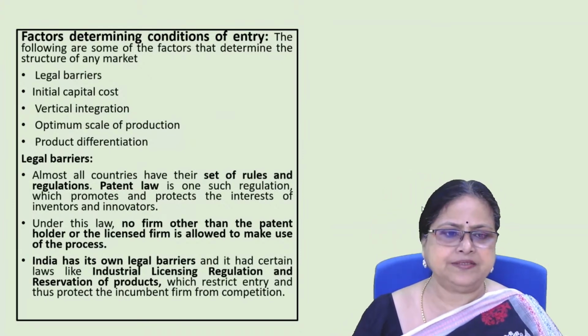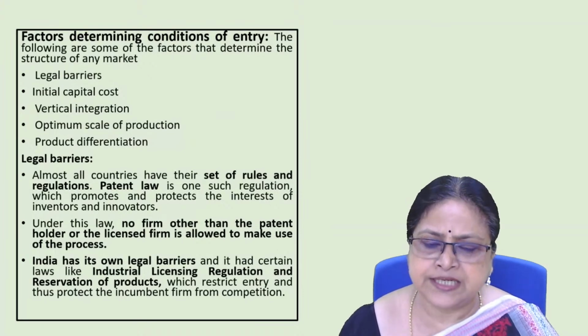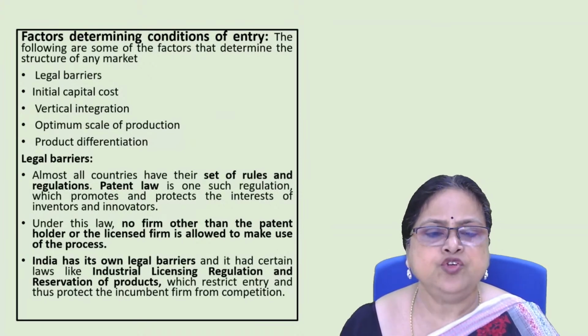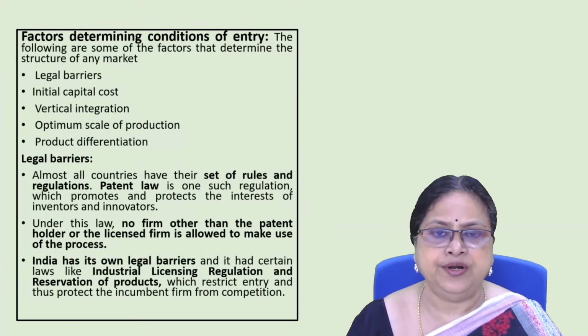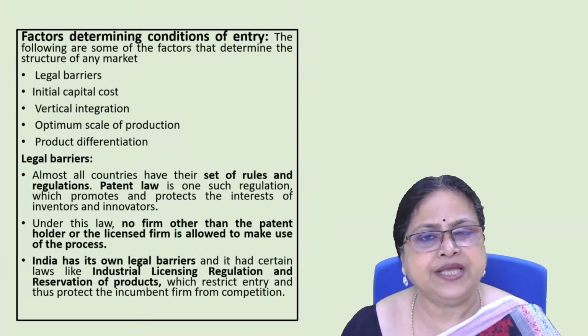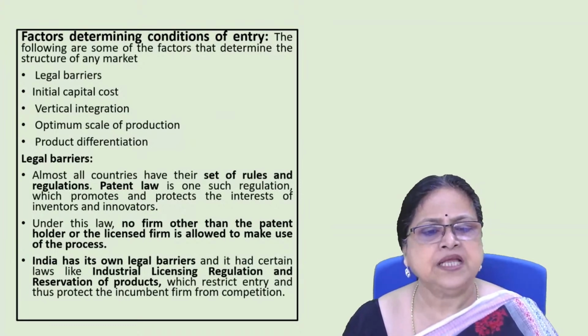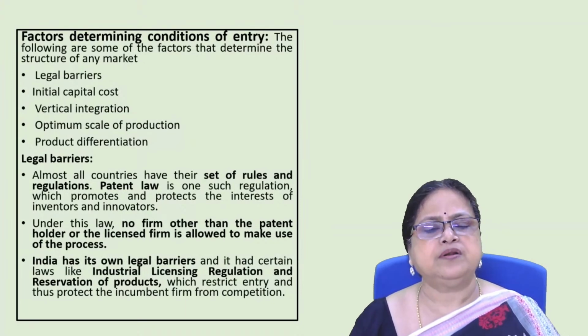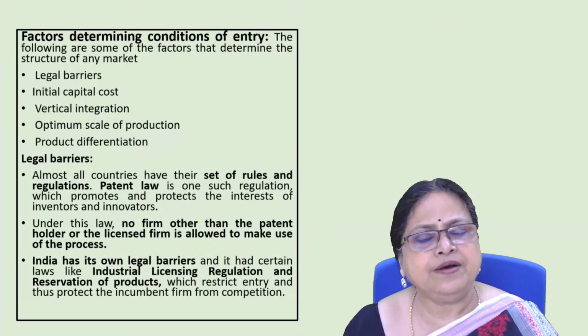First is legal barriers. Almost all countries have patent law. Patent law means there is a set of rules and regulations you have to follow. Under this law, no firm other than the patent holder, like the example we gave last, the 12 years patent. In this case, what happens? No firms other than the patent holder or the licensed firm is allowed to make use of the process. Then no firms can enter.